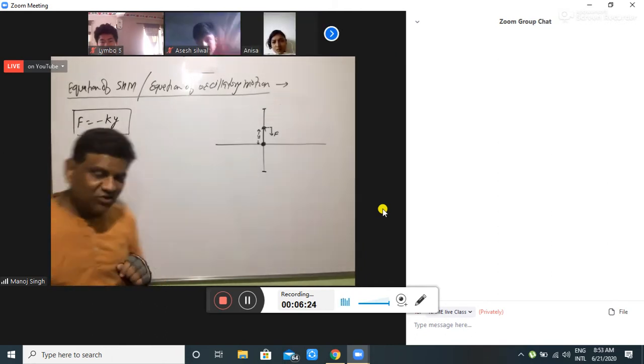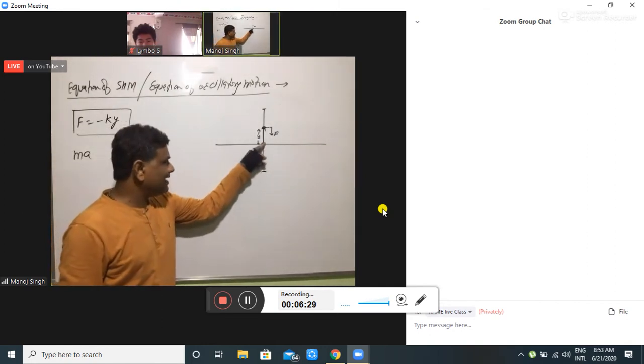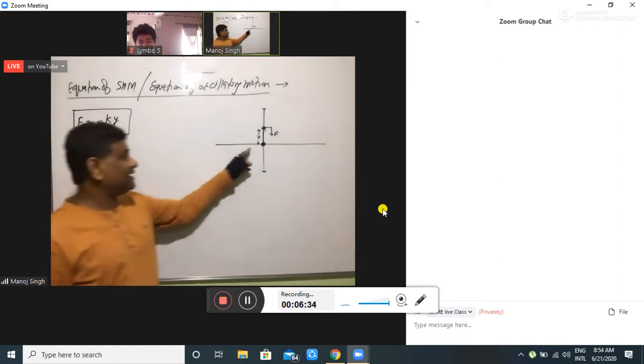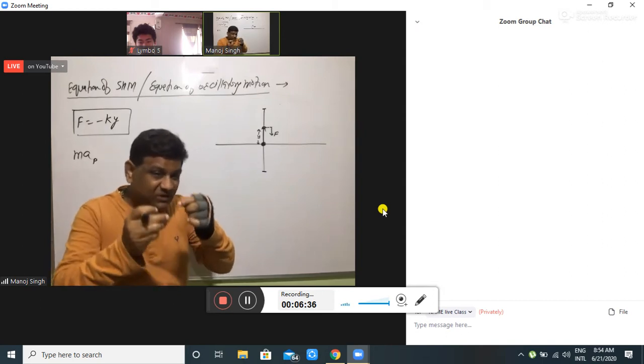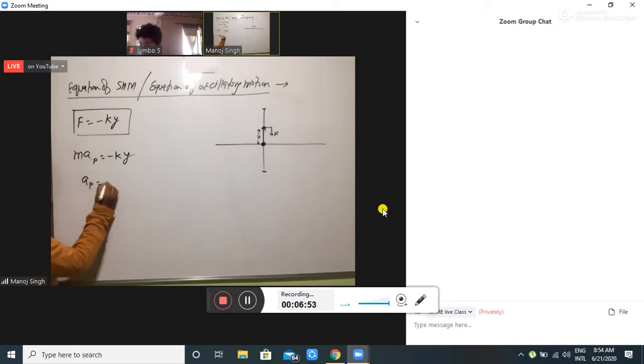M is the mass of this particle, and a_P is the acceleration of this particle, with subscript P for the particle. So this a_P, the acceleration of the particle, is equal to minus K times Y. So force is equal to M into a_P, which is equal to minus K times Y, or the acceleration of the particle is equal to minus K divided by M into Y.